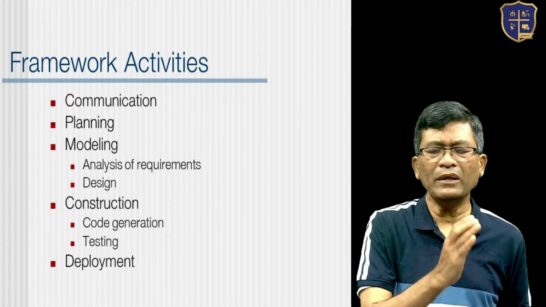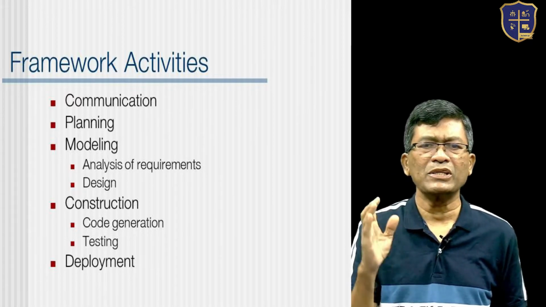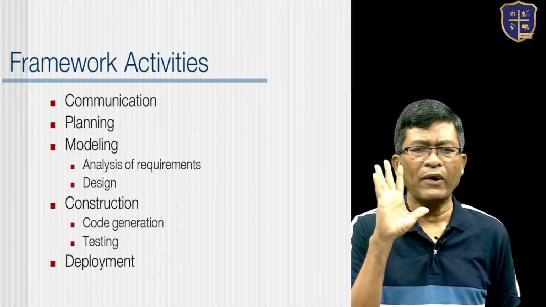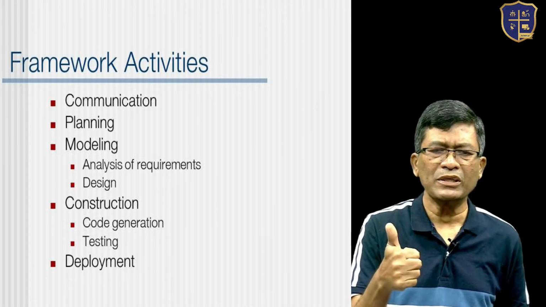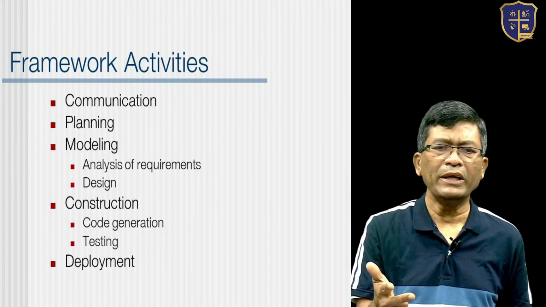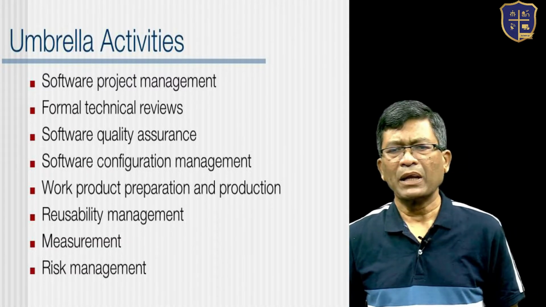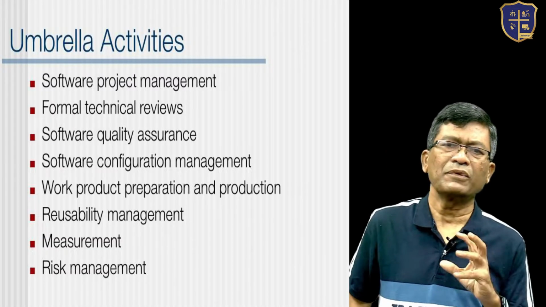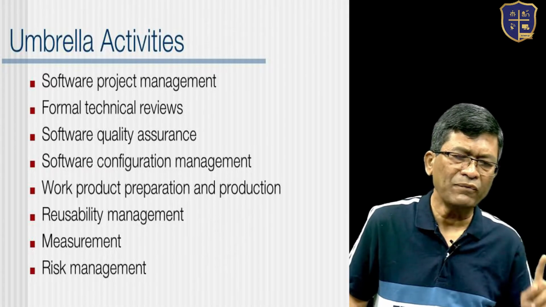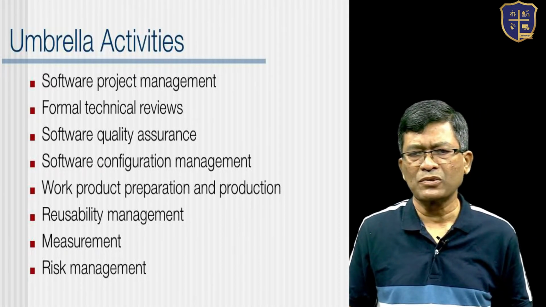So we can divide the entire software engineering process into 5 processes of communication, planning, modeling, construction, and deployment. As I said, there are multiple umbrella activities. Project management itself is very important. It starts right from the beginning of the project till the project is over.